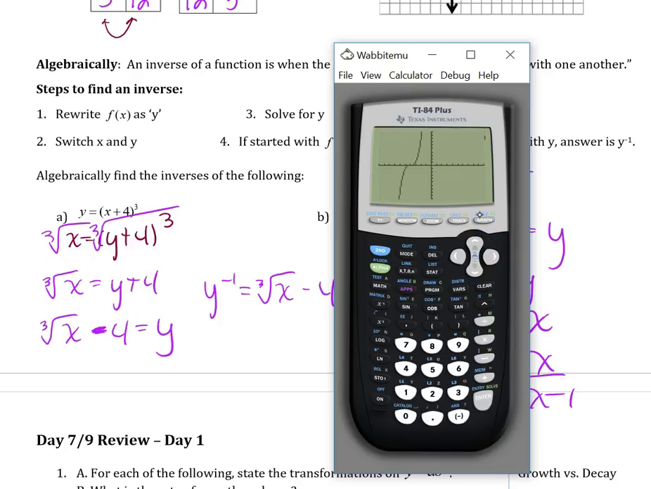And I'll graph them. So that's our first function, that's y, and then this next one coming in is y inverse. Here comes y equals x. And you can see how if you were to fold the graph along this line, this function would map onto its inverse. Okay? And that's how you could graphically verify your work.